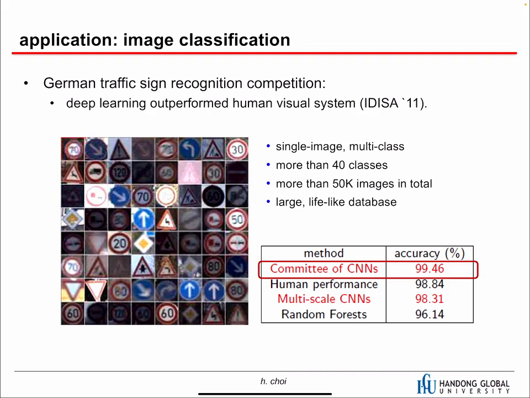Okay, and the next application is image classification. In 2011, when deep learning was not that hot a topic yet, these researchers applied a committee of deep learning models. CNN is a deep learning algorithm, and they applied a committee of CNNs. It is actually ensemble learning. The accuracy of their German traffic sign recognition was better than human performance. Actually, this is the first kind of success story for deep learning.